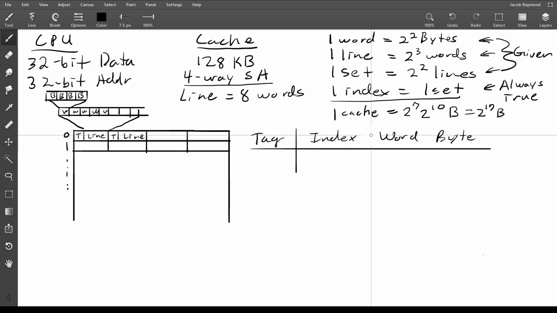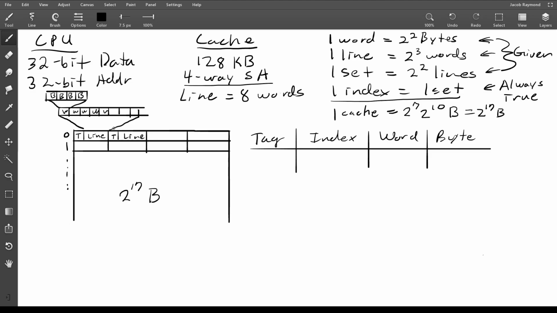And again, we'll start with the index. So for the index, we need to know how many indices there are, right? Because however many bits the index portion is going to be corresponds directly to the number of bits that we need to address every single index. And so we need to know the number of indices. Well, with our cache here, we know that the cache in total is 2 to the power of 17 bytes. So how can we figure out the number of indices?